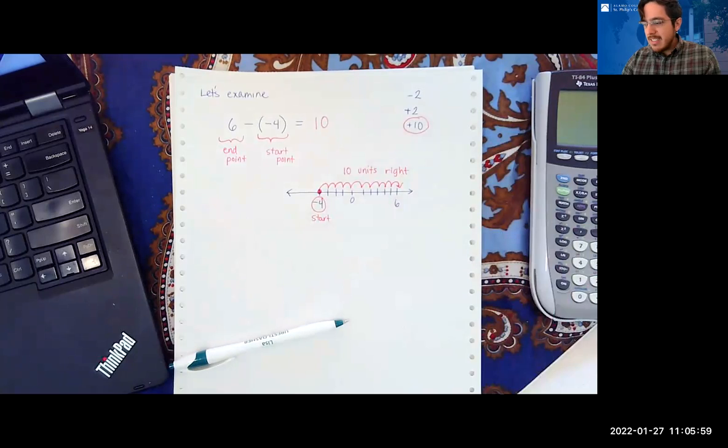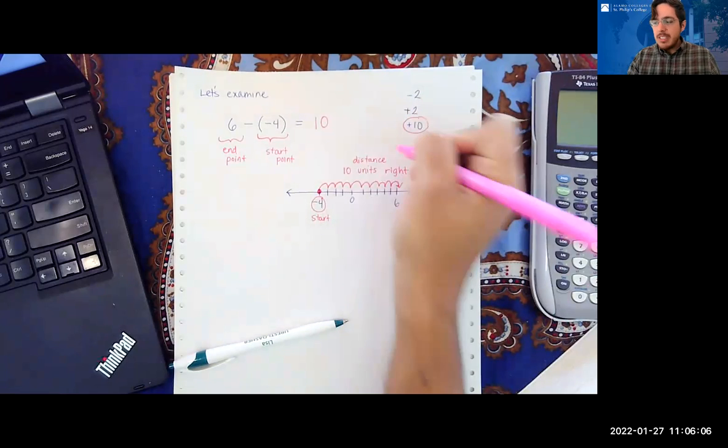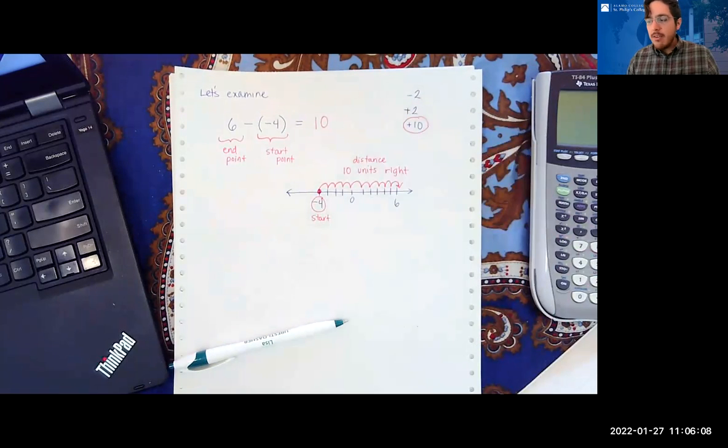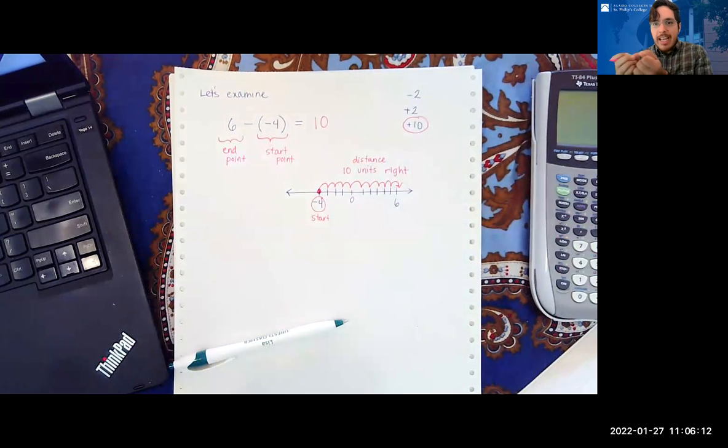So the distance that we found is positive 10 units. So when we subtract 6 minus -4, that is finding the distance between those two numbers on the number line, and they are 10 units apart in the positive direction. Does that make a little bit more sense? Yes. Okay, let's look at another example.